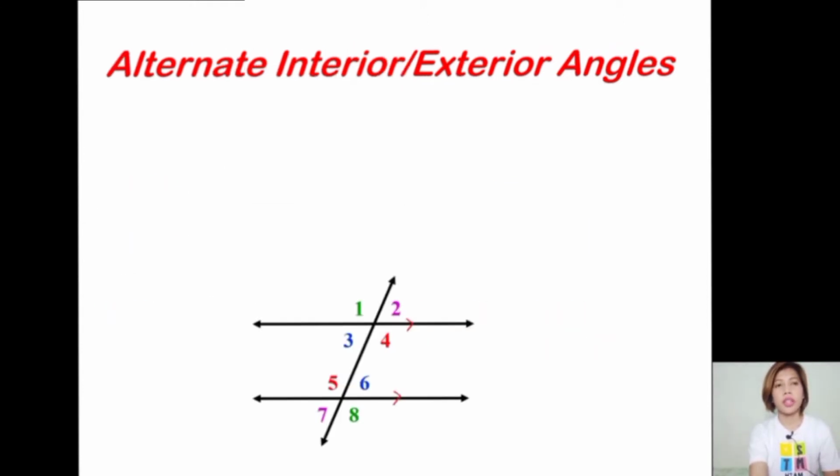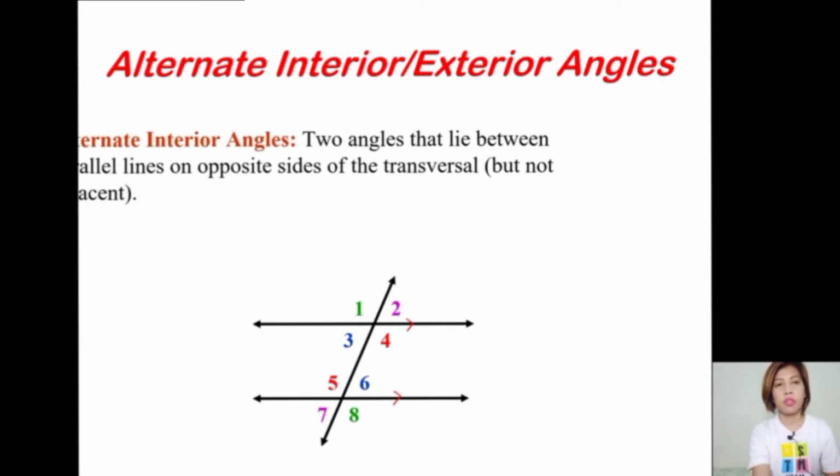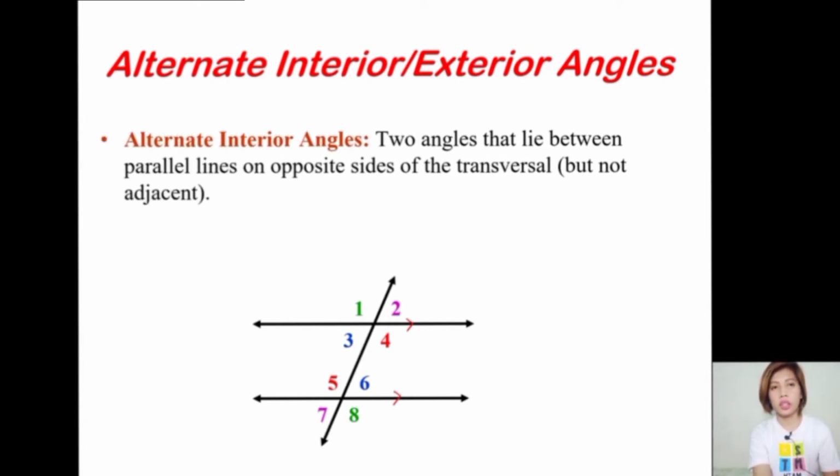So, alam na natin yung interior at exterior angles. So, meron din po tayong tinatawag na alternate interior at saka alternate exterior angles. So, ano po yung definition? What's the definition of alternate interior angles? So, these are two angles that lie between. So, nasa loob po ng parallel lines or any pair of lines. Kasi nga, interior diba? So, dapat nasa loob. And then, dapat nasa opposite sides sila ng transversal. Meaning, yung isa nasa kaliwa ng transversal, yung isa naman nasa kanan ng transversal. Or, yung isa nasa taas ng transversal, or yung isa nasa baba ng transversal. So, dapat magkaiba sila ng side.